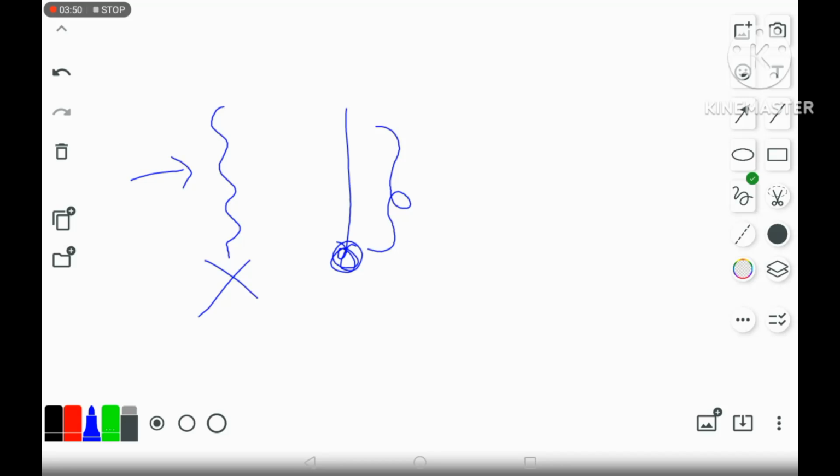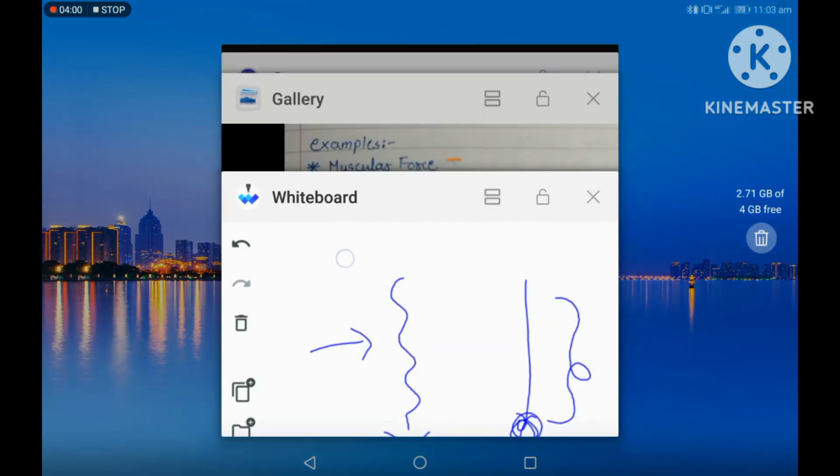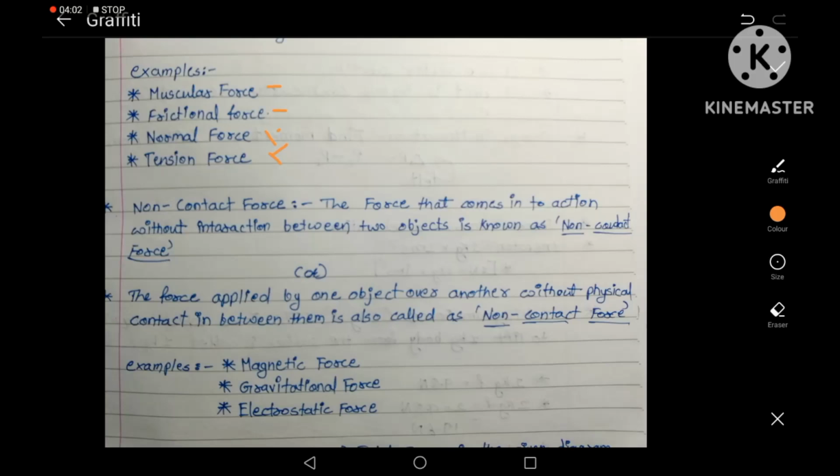So we will move to our next topic. The next topic is non-contact force. I will show you on the slide. So our next topic is non-contact force: the force that comes into action without interaction between two objects.